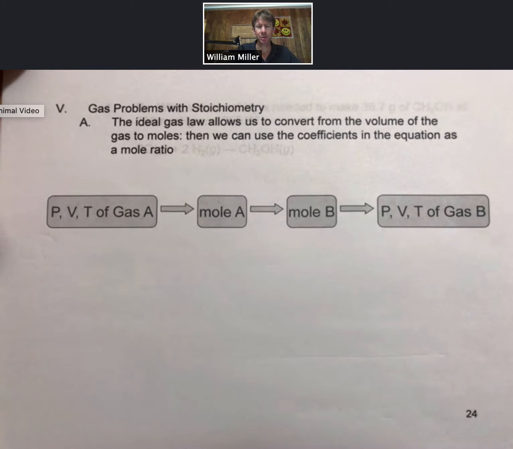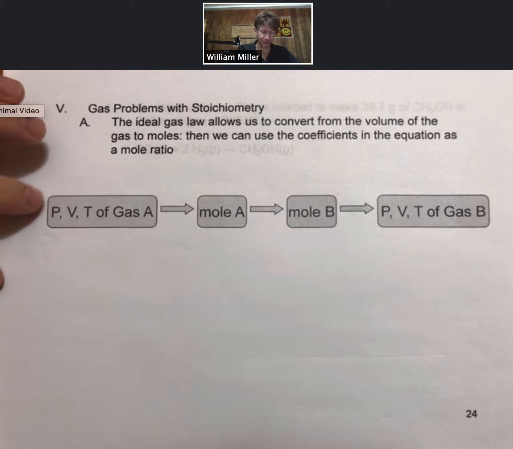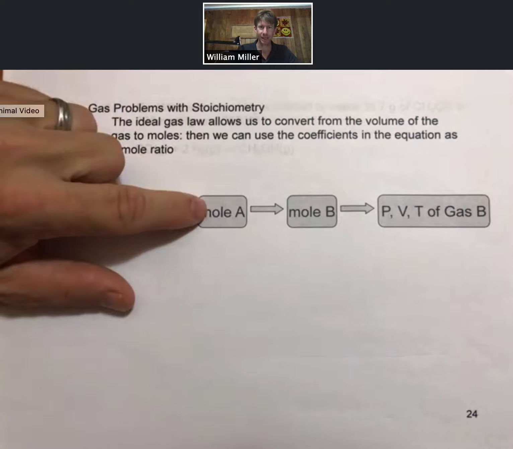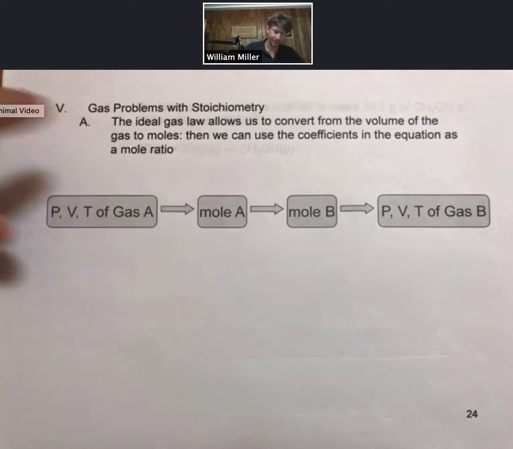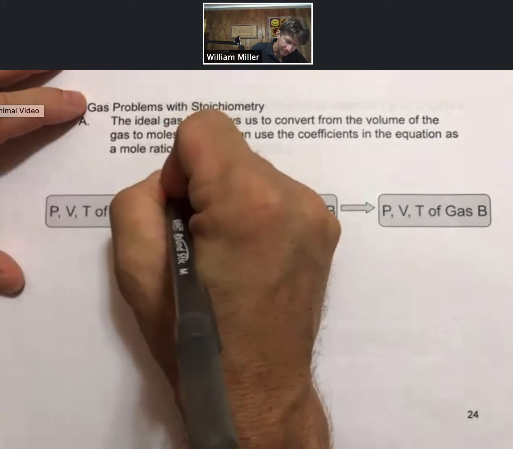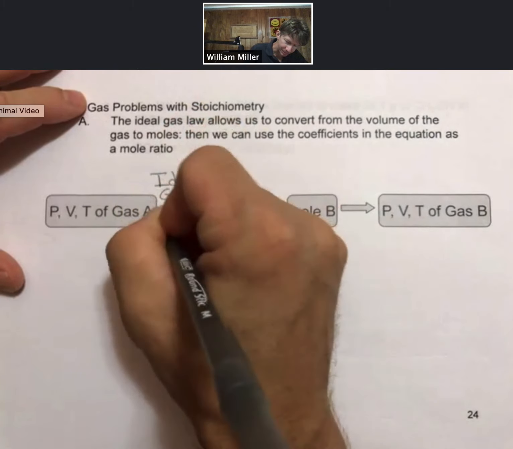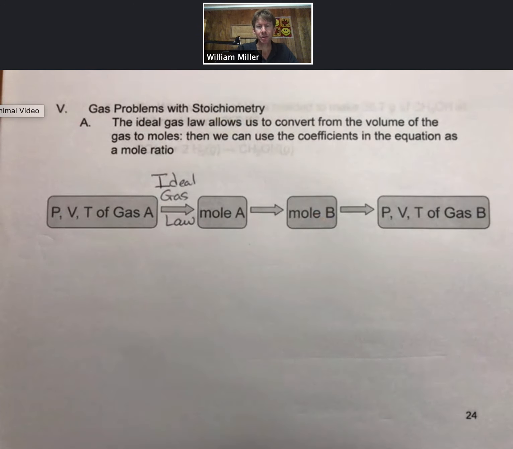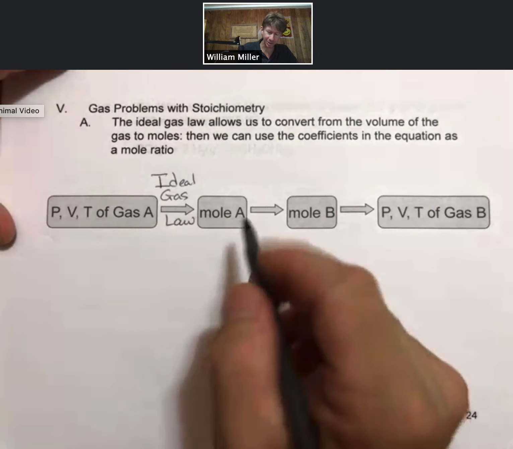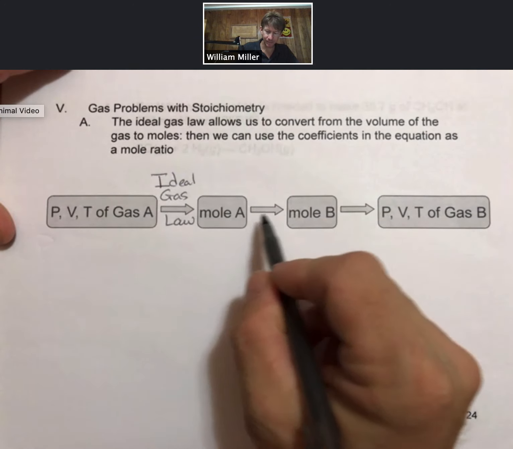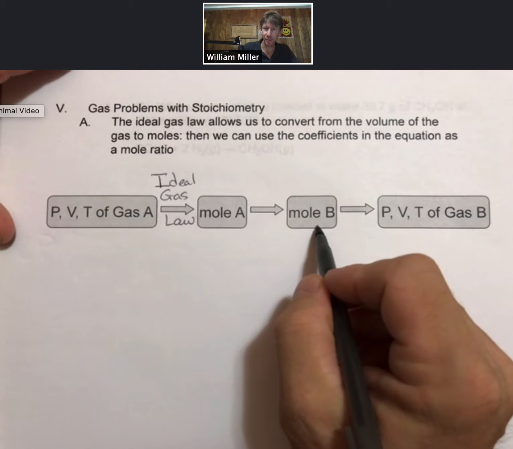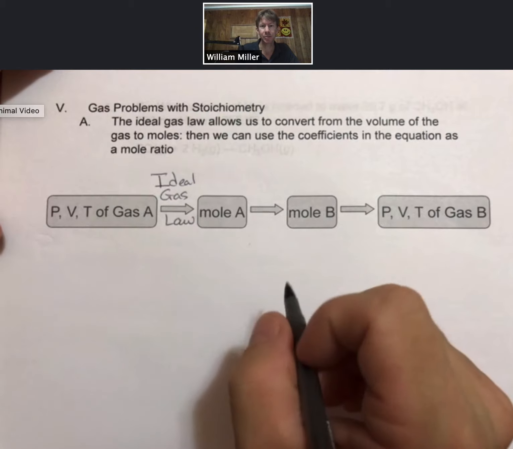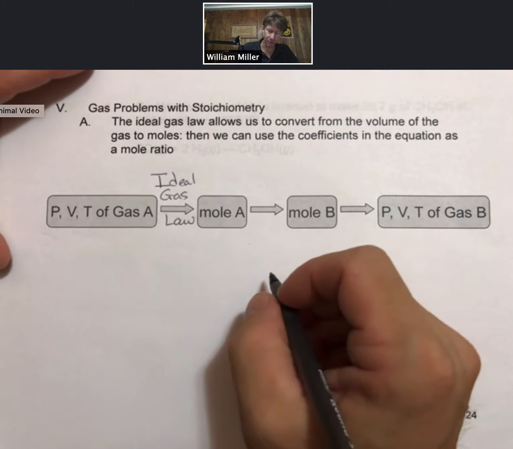And so that's what we've been doing some calculations with now: given pressure, volume, and temperature of a gas, convert to moles. And that's done using the ideal gas law. Okay. And stoichiometry means that you're going to use a balanced reaction to convert from moles of A, or moles of one thing, to moles of B, something else.